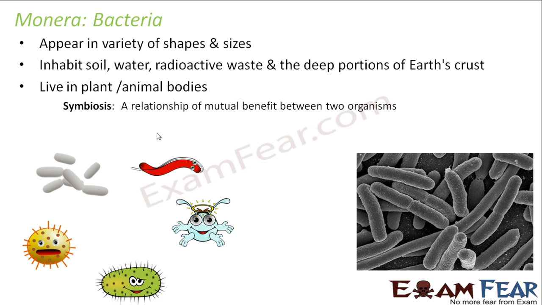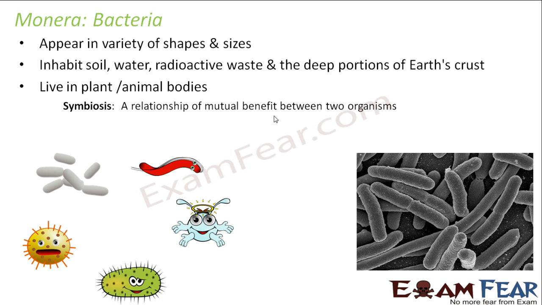So this is called symbiosis. What is symbiosis? It is a relationship of mutual benefit between 2 organisms. So sometimes it happens that bacteria resides inside the body of an animal or a plant, but it may harm that plant or animal, it may not harm that plant or animal, it may do some benefit to the plant or animal, right? So this kind of relationship is known as symbiosis. That is a relationship of mutual benefit. That means not only the bacteria is getting benefited from that organism, the organism is also getting benefited due to the presence of the bacteria.